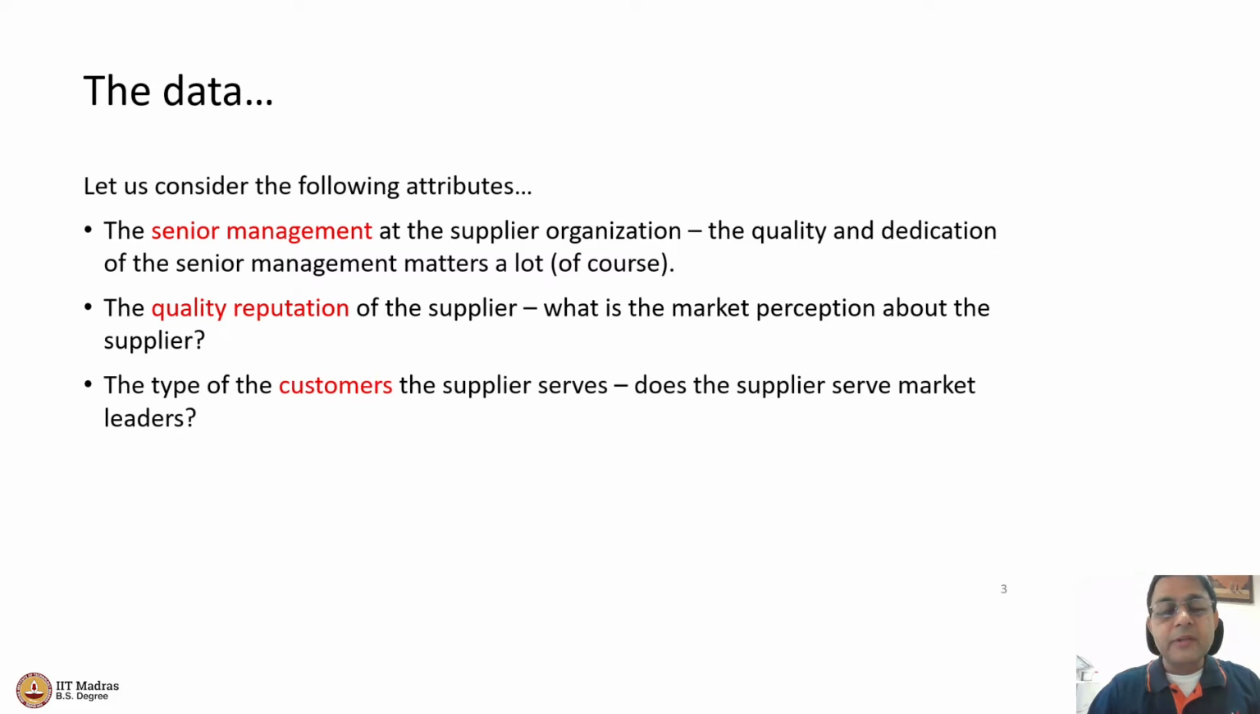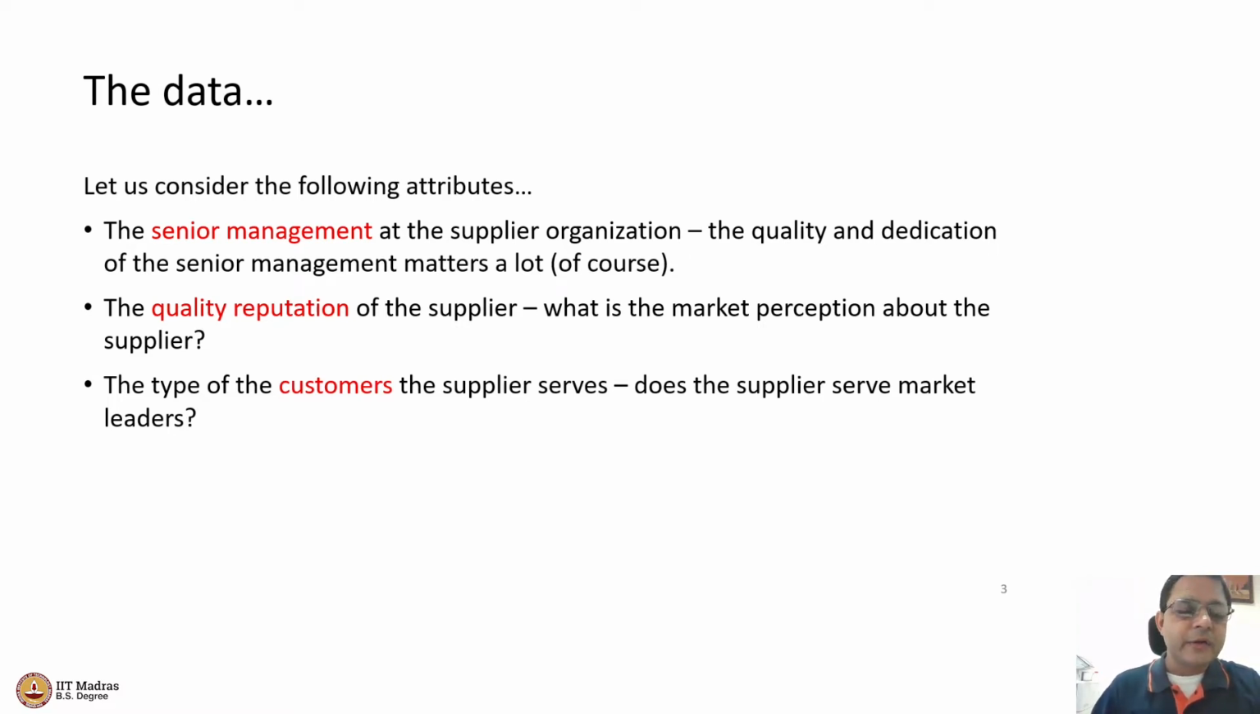Therefore, one way to look at whether the supplier is good is to look at what kind of customers they serve. Do they serve organizations like Samsung and Apple and so on, or are they serving some local customers who may be willing to accept any product that the supplier delivers? But the quality of the customers again is a difficult quantification. Therefore, let us look at this attribute, and we'll talk about quantification in a while.